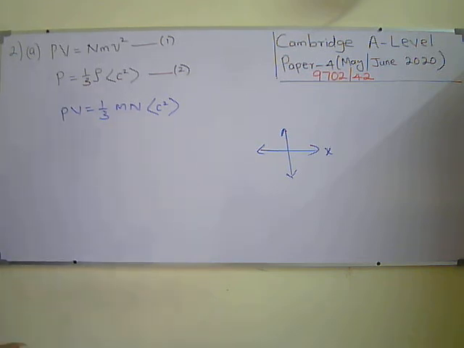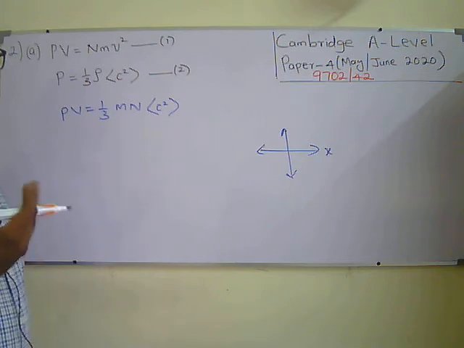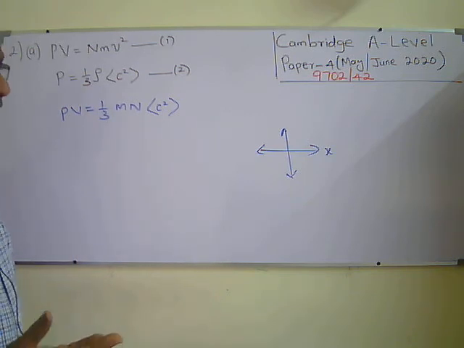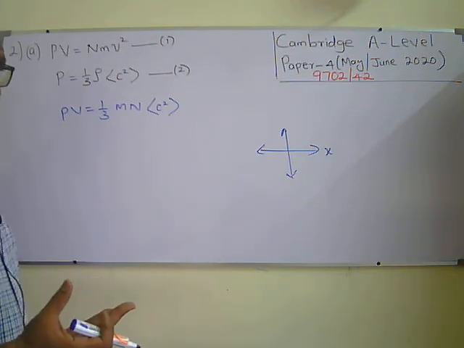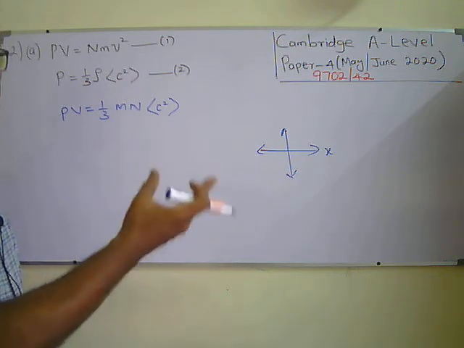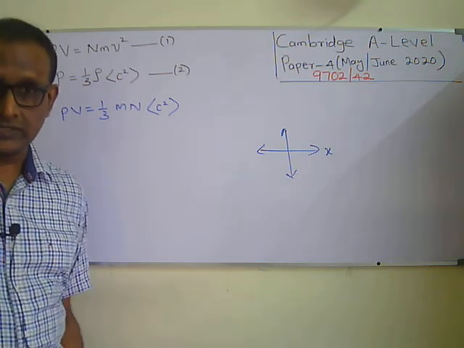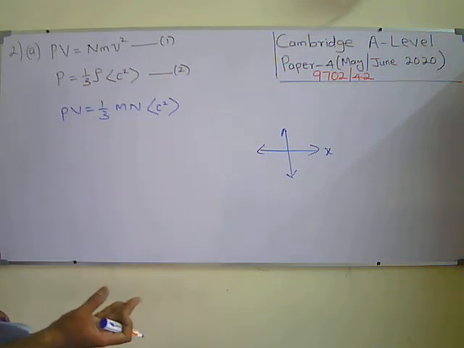We can say molecules are moving in three dimensions, not in one dimension. Therefore, 1/3 of the total molecules will move in one particular direction. That's the answer for the second part. So I explained the second part.